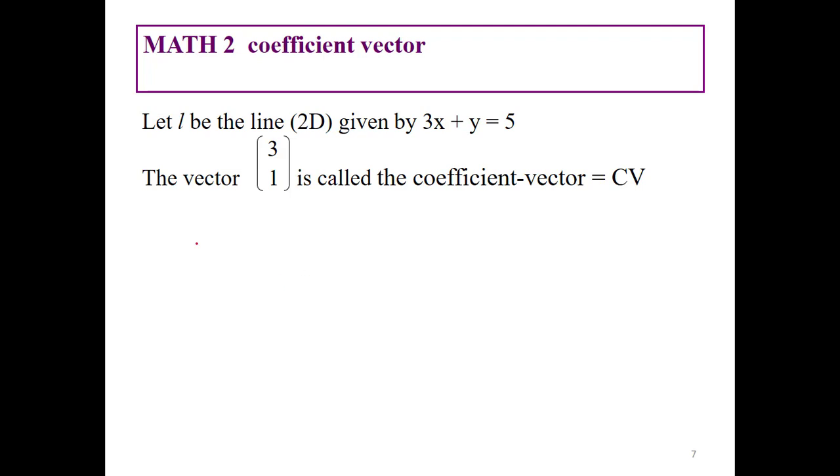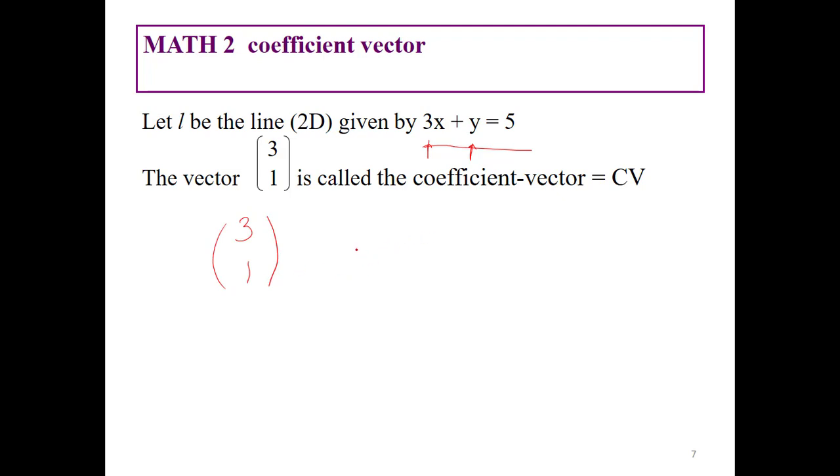Okay, another thing we see in two-dimensional space is if we look at an equation which is given, for instance, by 3x plus y equals 5, then the parameters in front of the x and the y can be used as the coefficient vector, the CV, so not the curriculum vitae, but the coefficient vector. So the things in front of the x and the y represent the coefficient vector.